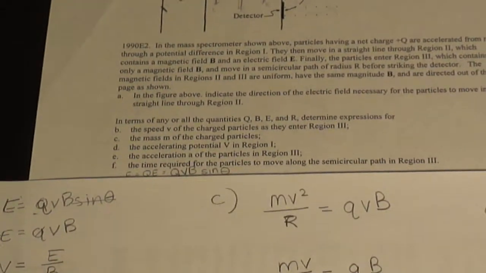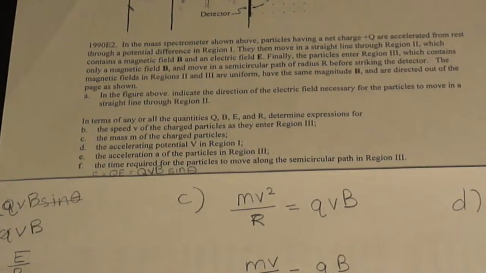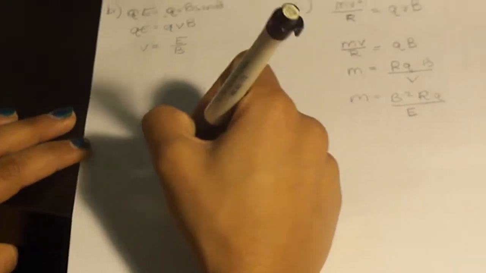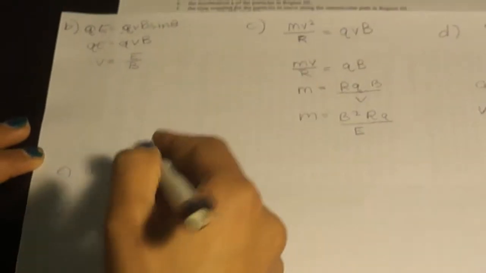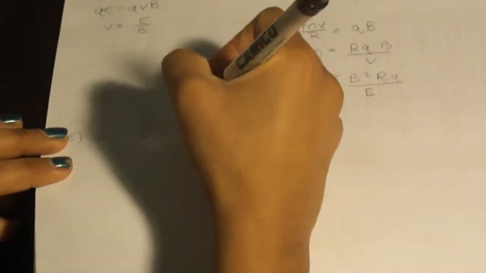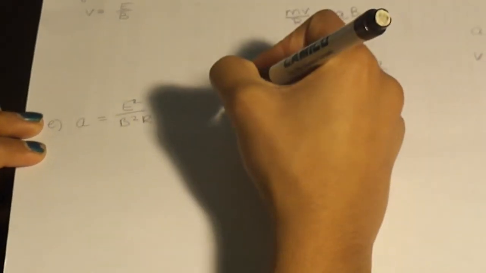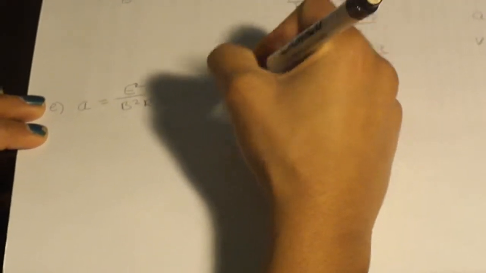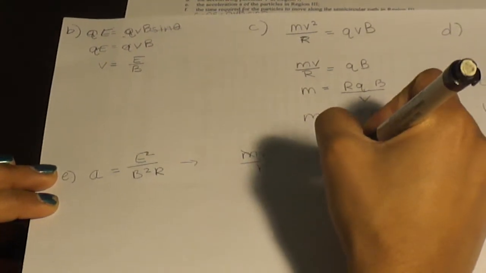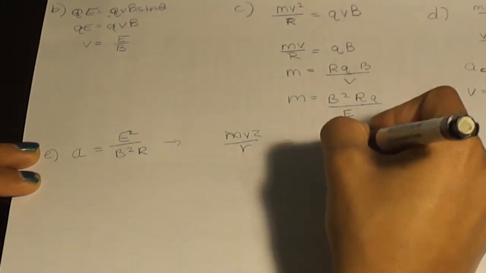Now we can move on to part E. Part E asks us for the acceleration a of the particles in region 3. So a is equal to E squared over B squared R. I should expound on this. From mv squared divided by R, we get rid of the m. We found v squared here, that's E squared over B squared, and we divide by the radius R.